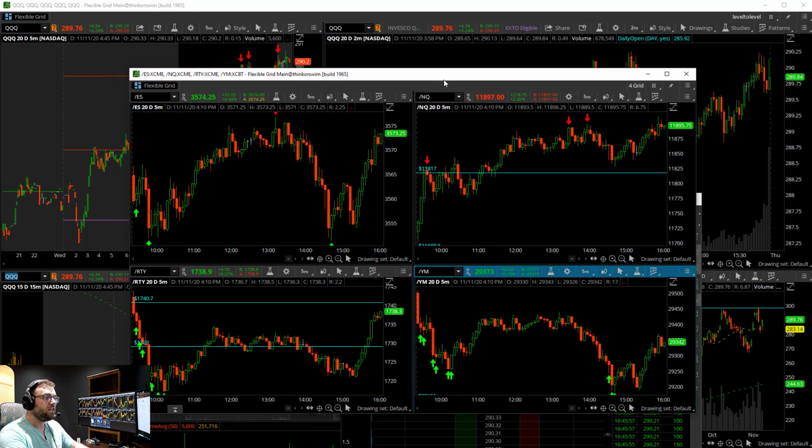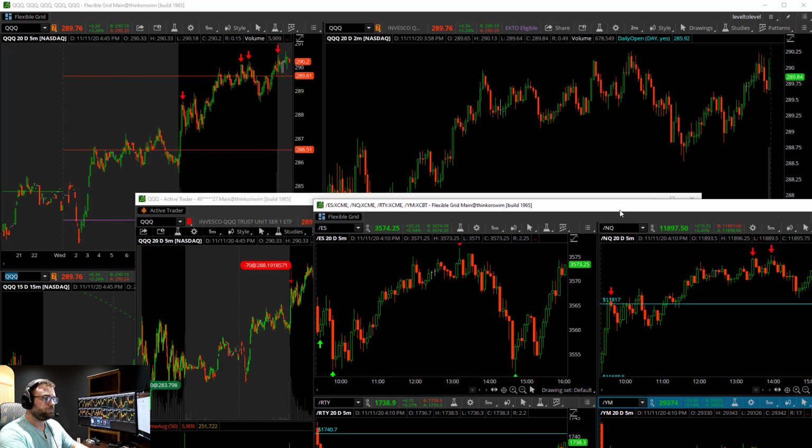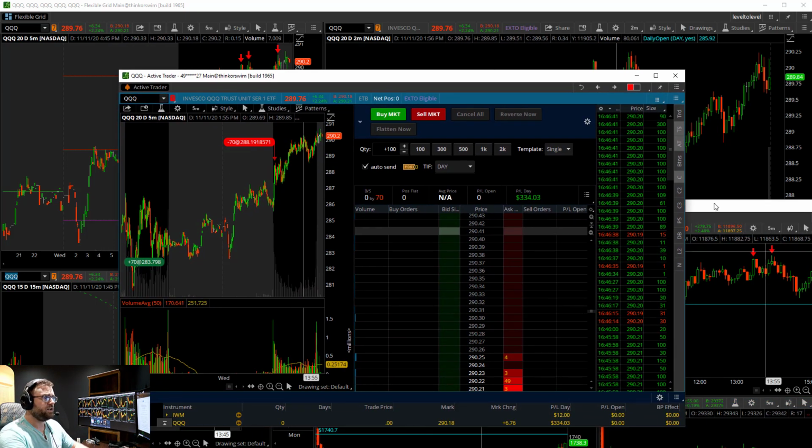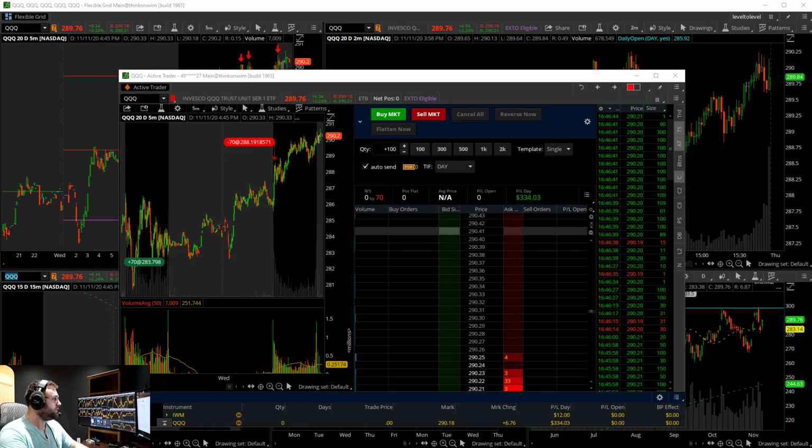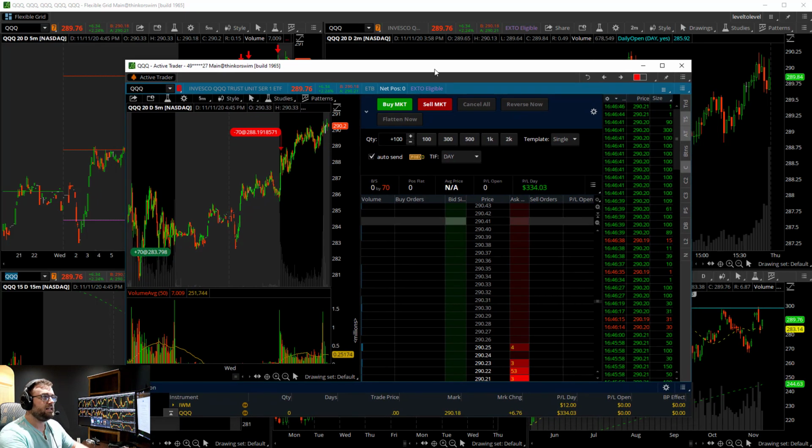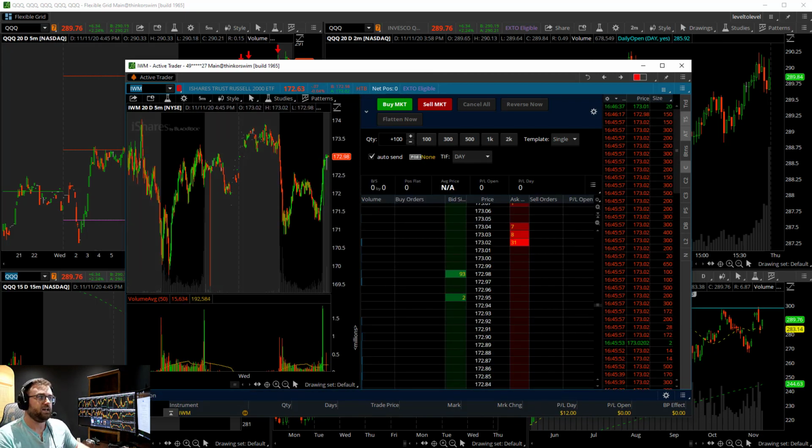Now, the way that I played this, something I want to point out here is that the two ways that I played this, I tried to keep them notionally equivalent, right? If you take a look at the QQQ, it's priced at $290. If you take a look at the IWM, it's priced at $173. So obviously we can't just trade 100 shares of one and 100 shares of another and expect that to work out.